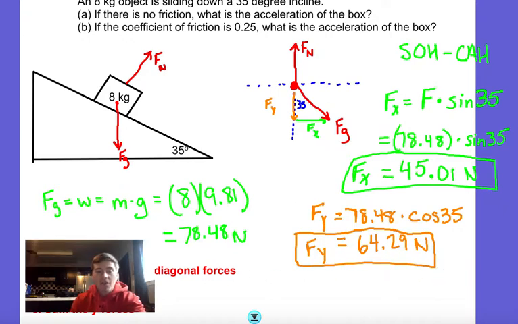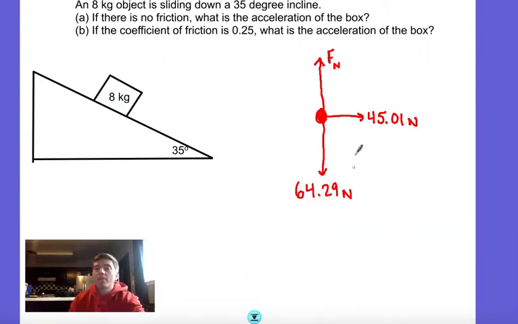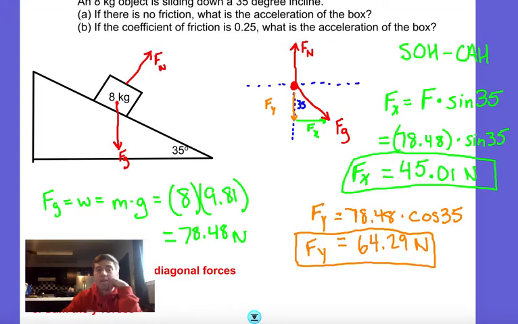Okay, now we have to redraw the free body diagram, and we'll use these components instead of this diagonal force. Let's do that. Okay, so I've redrawn it. We know that the normal force goes straight up. The force of gravity, now that we've broken it into its components, has a vertical force here of 64.29 and a horizontal force of 45.01. We're missing one thing. What is the normal force? A lot of people want to tell me, well, it's just the weight. It's the weight.